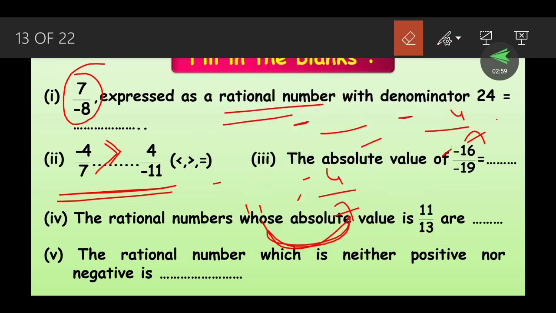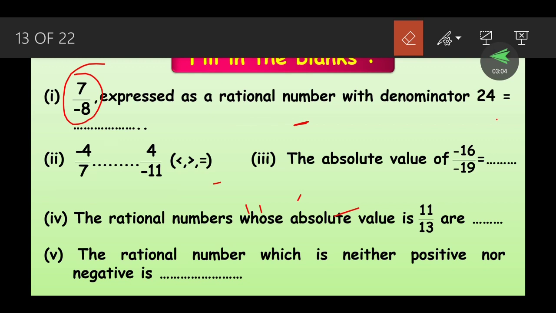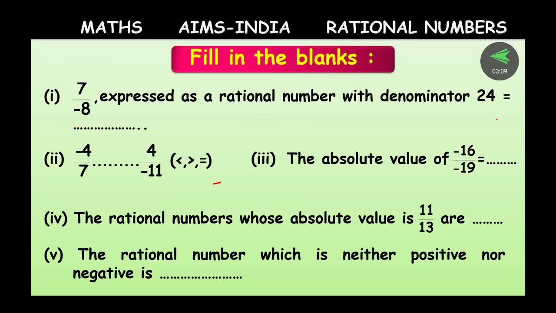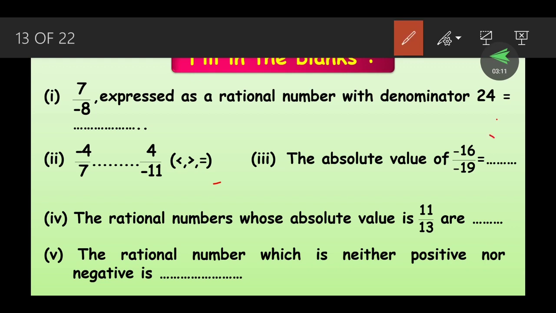Okay children. Next, third question. What is the absolute value of minus 16 by 19? So absolute value means it's very simple. Without considering any sign, it will be always non-negative. Minus sign is removed, 16 by 19 we will get. Absolute value of minus 16 by 19 is equal to 16 by 19.